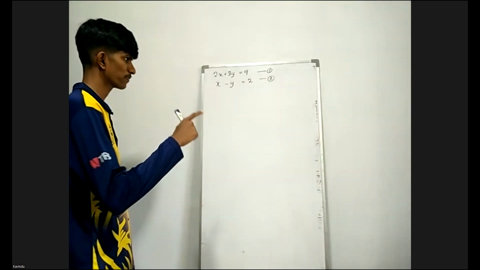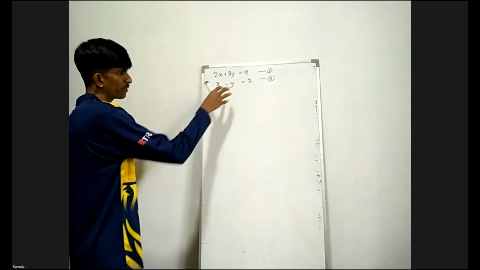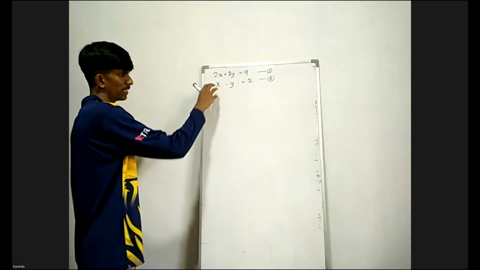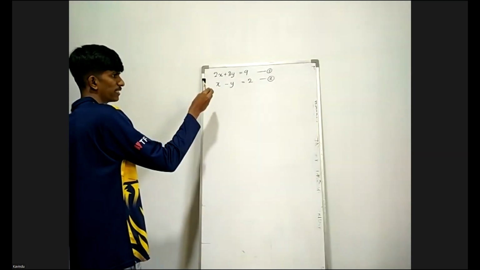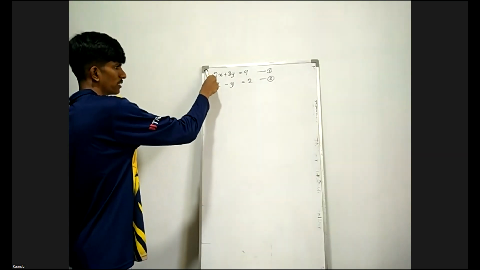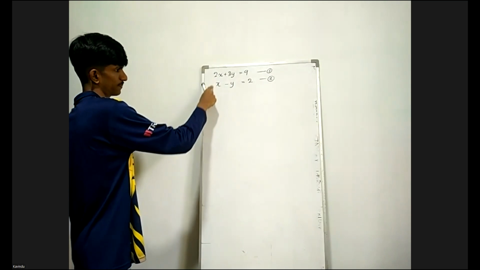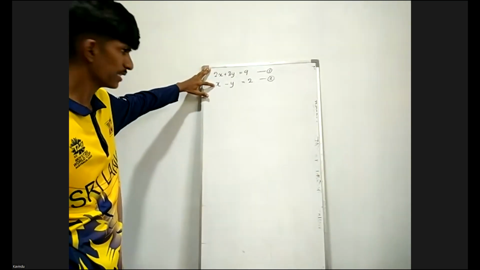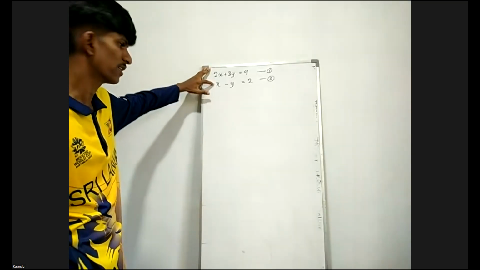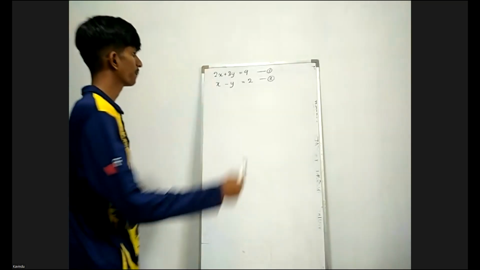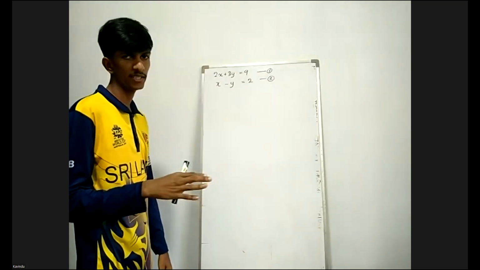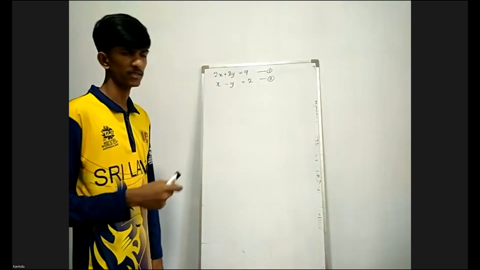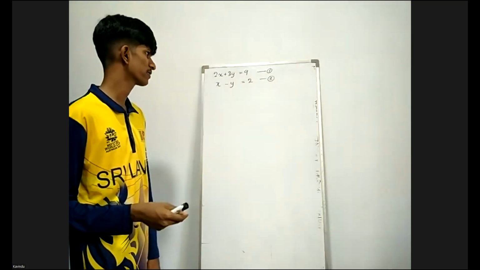Therefore we have to make the coefficient in one equation equal to the other. First we have to decide whether to consider x or y. We have to consider if we take y or x.